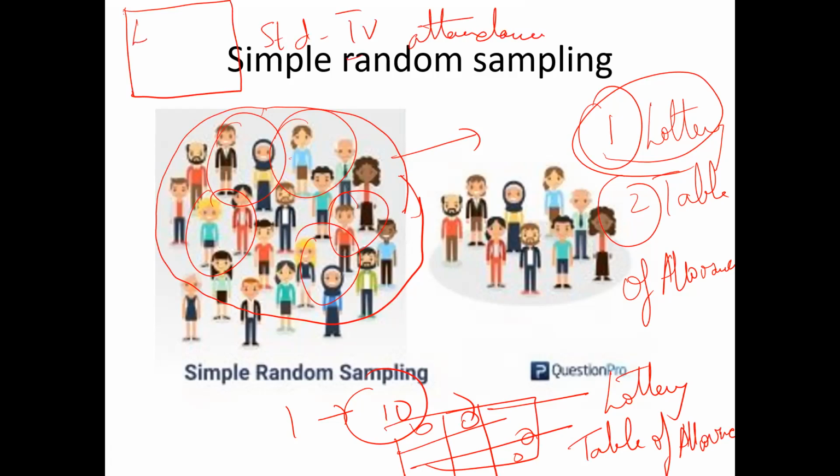Another example: you take a class standard 4 attendance list, with names like Lalita, Lavanya, Dana, Nazia, and so on. If you randomly select from these names, this is simple random sampling.